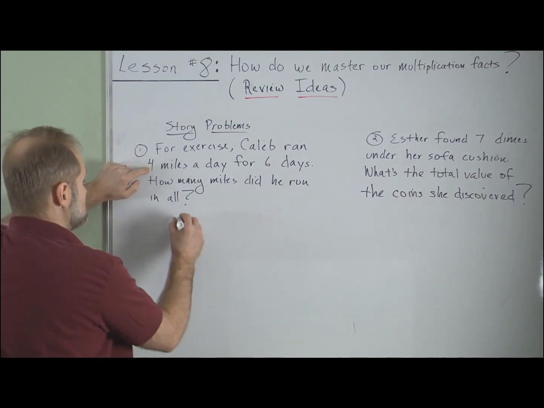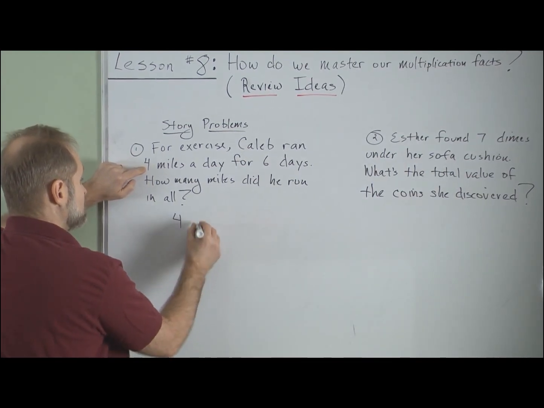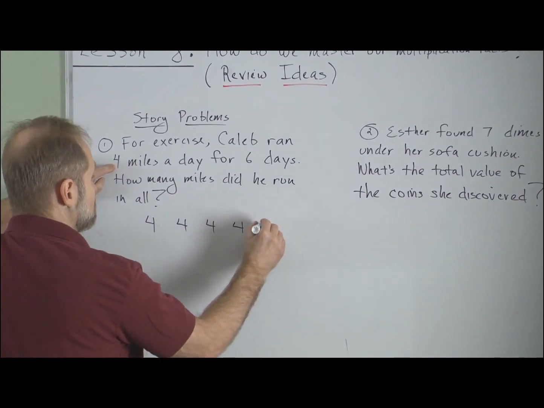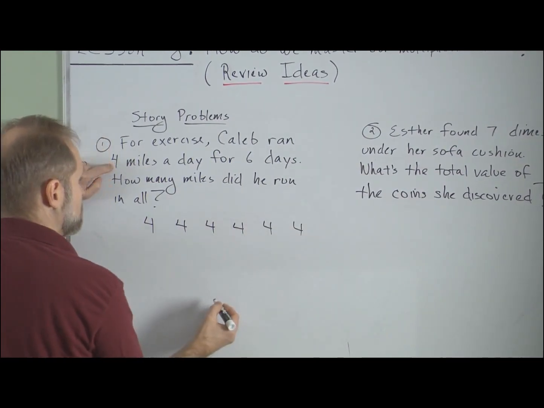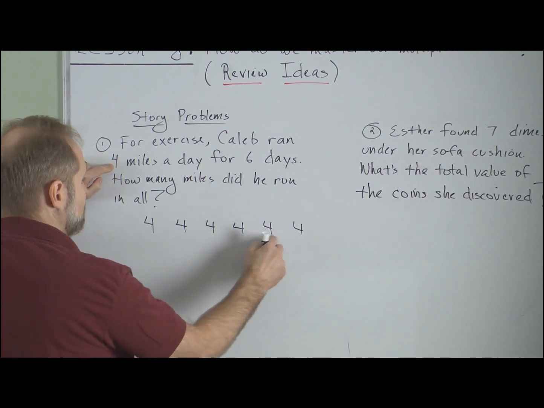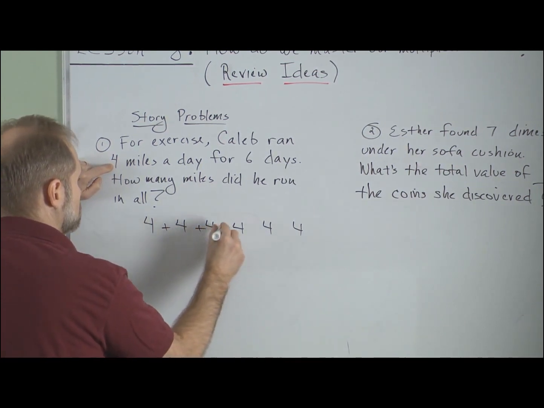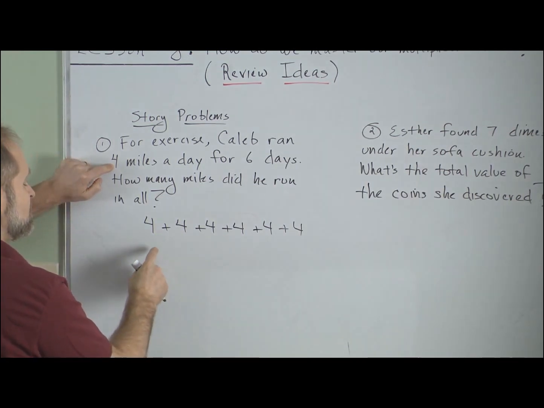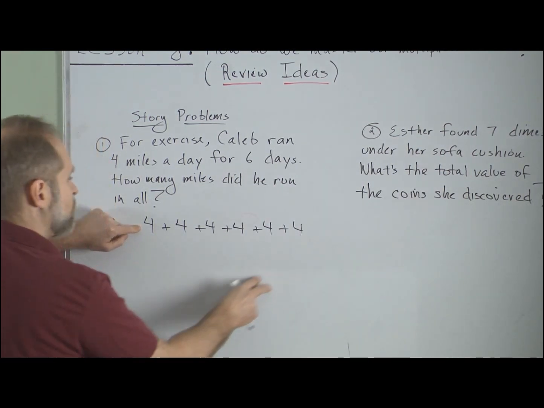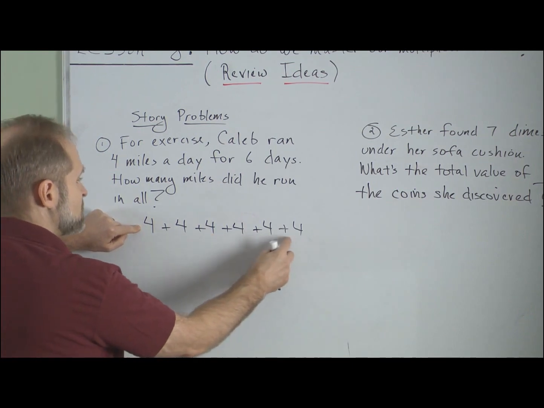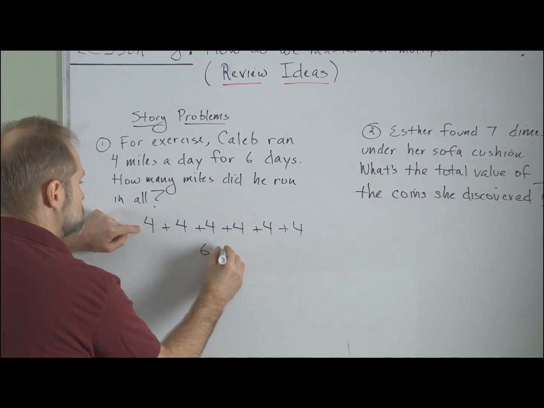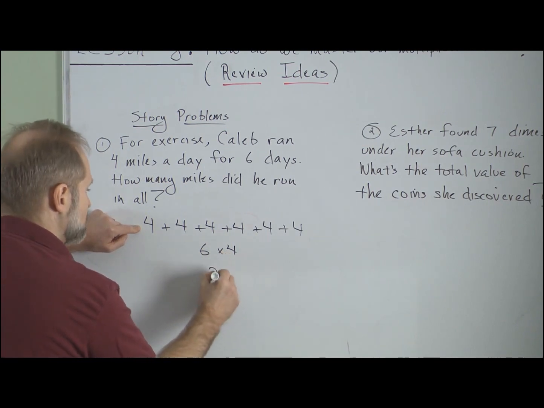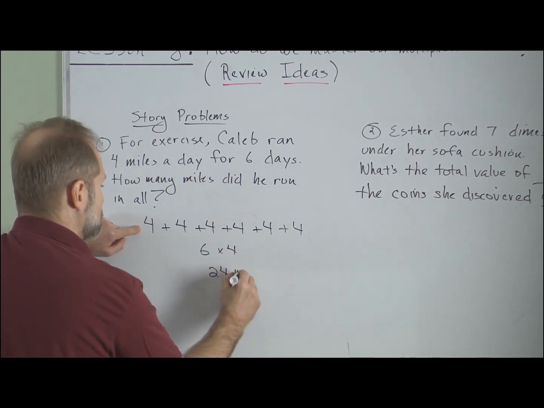So I can think of this as being 4 miles on Monday, 4 miles on Tuesday, 4 Wednesday, 4 Thursday, 4 Friday, 4 Saturday. 1, 2, 3, 4, 5, 6. Now, we can next see that we have how many groups of 4? 1, 2, 3, 4, 5, 6. So it's really 6 groups of 4. Well, 6 times 4 is 24. So the answer right here, 24 miles.